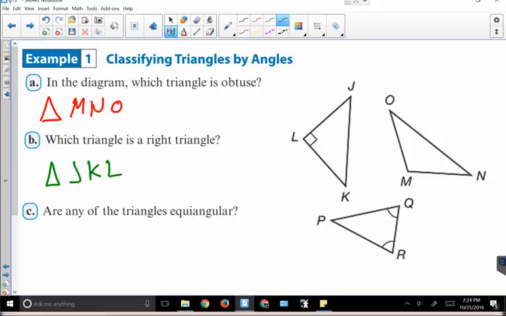So my next question is, are any of these triangles, if I learn how to talk, equiangular? PQR has all three angles that are exactly the same? Really? You sure? Well, that's okay. What happens if I had two angles that were, say, 45 degrees? What would the other angle have to be? 90. So not all three angles would have to be the same, would they?